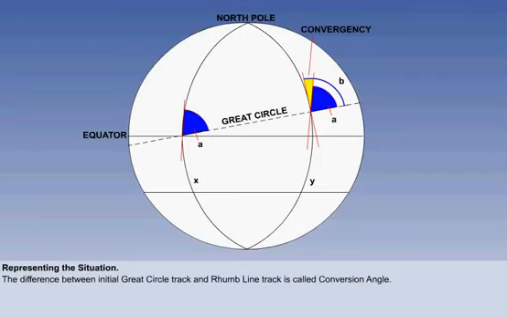Our study of convergency simply considered the great circle track. The rhumb line was not explored. However, there are some applications where we need to consider both the great circle and the rhumb line, and to calculate their difference in track angle. We need to look at this difference, which is known as conversion angle.